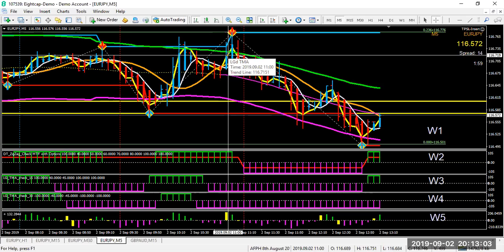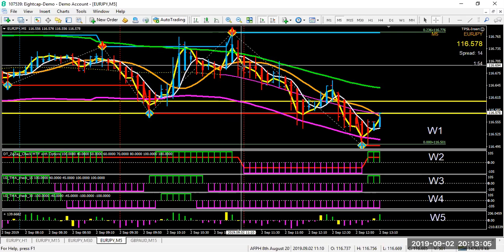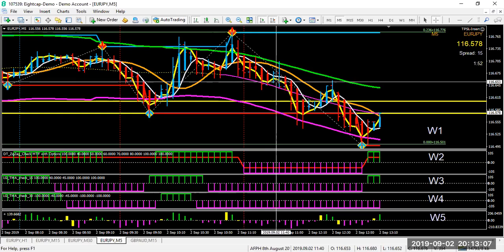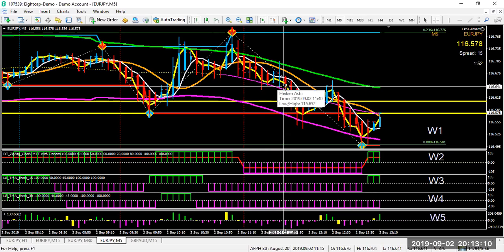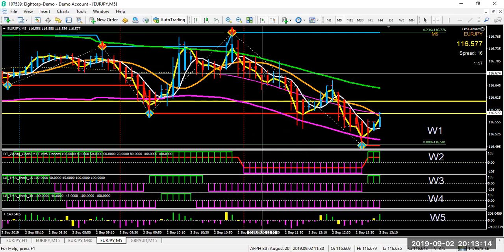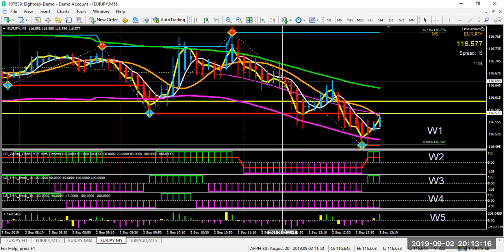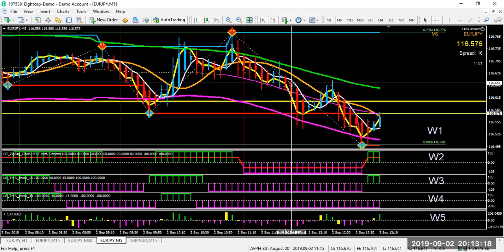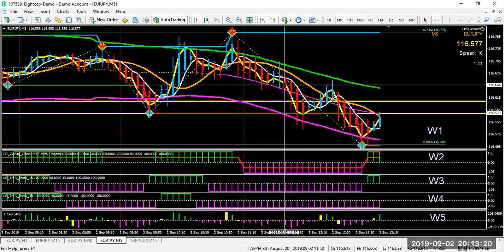Okay, and as you can see, the yellow line remained and didn't cross above the white one, and you can see price kept moving down. The spike occurred, but really didn't make price go up.